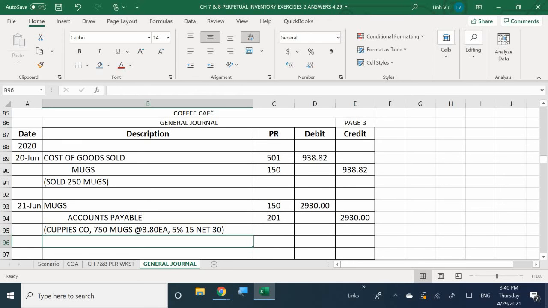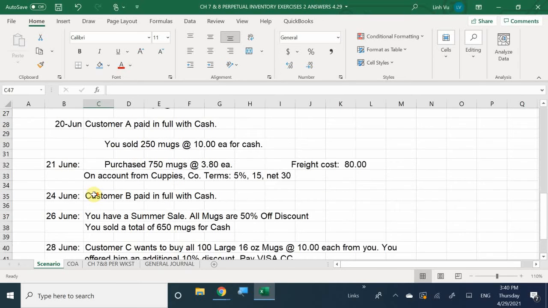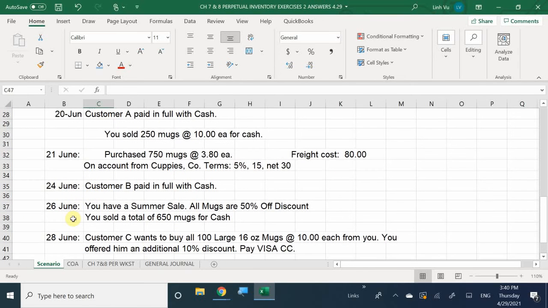Okay. Excellent. So there we have it. There's our purchase of inventory. All right. So then what has happened on the 24th? Customer B paid in full with cash.